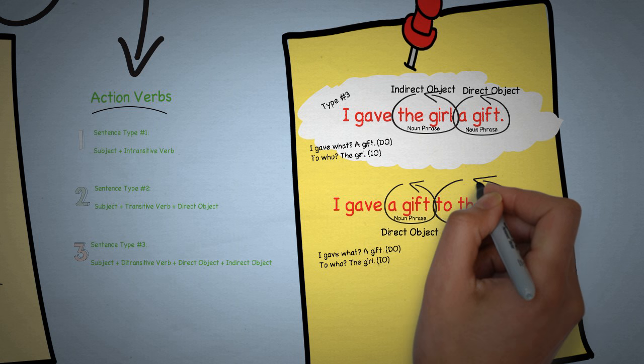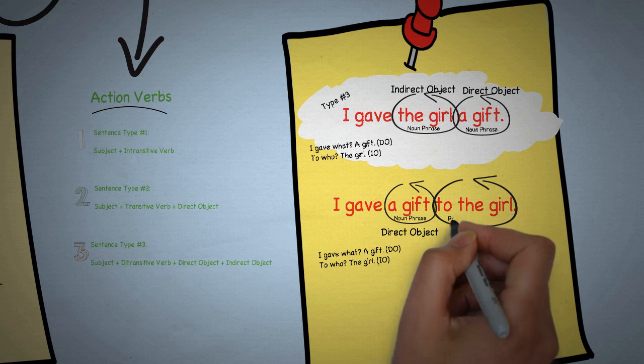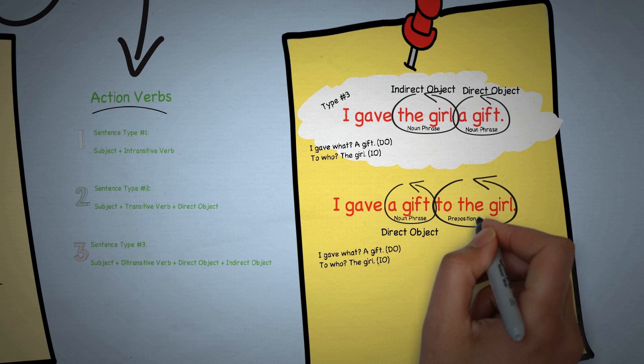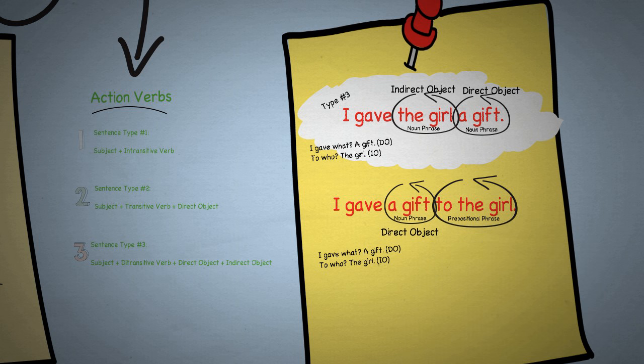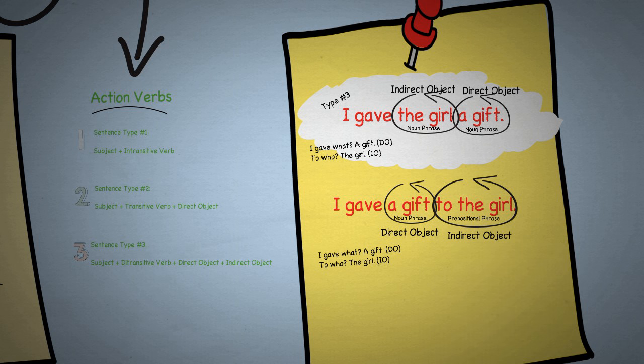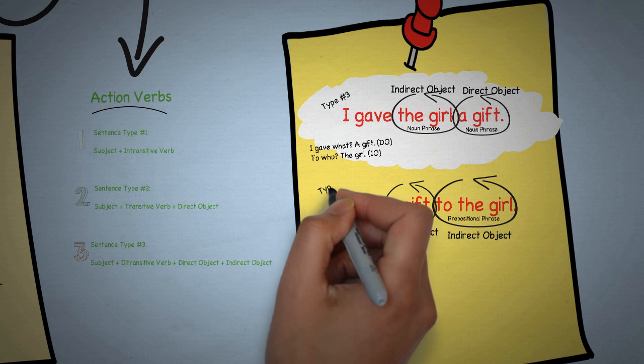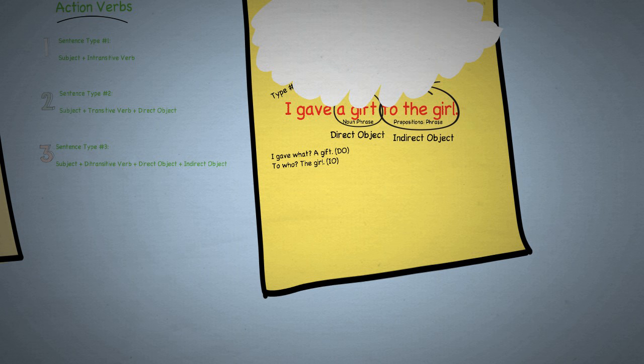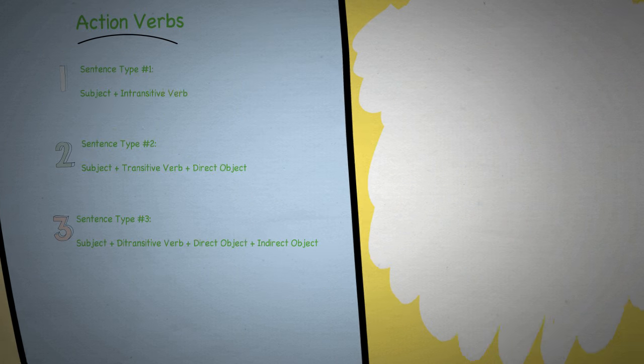But we can't stop there. We need to continue looking for an indirect object because we know that there could be one in that prepositional phrase. So we continue with our diagnostics saying, I gave a gift to what? I gave a gift to who? And we find the answer is, I gave a gift to the girl. And so once again, the girl is our indirect object, even though in this sentence, unlike the one above, the girl is embedded in a prepositional phrase. So this sentence, like the one above, is also type number 3.